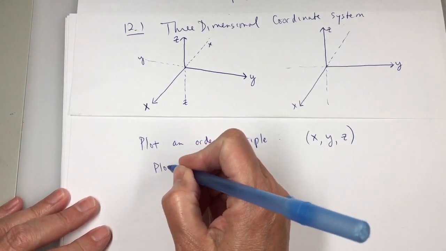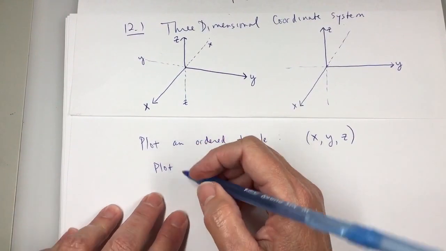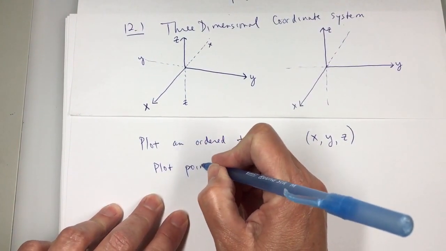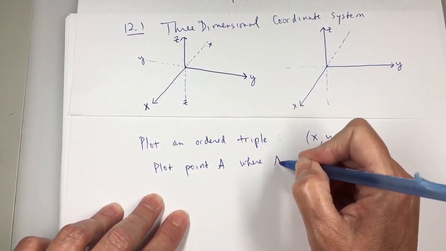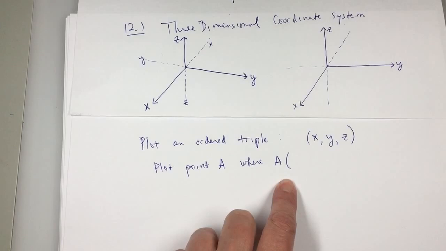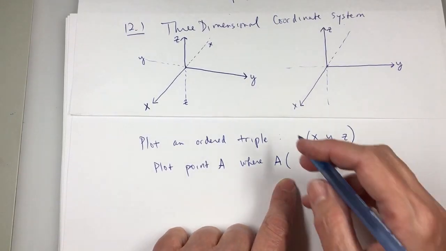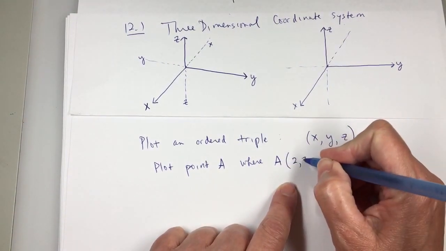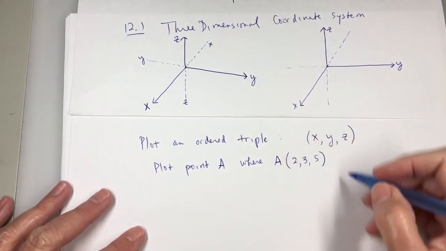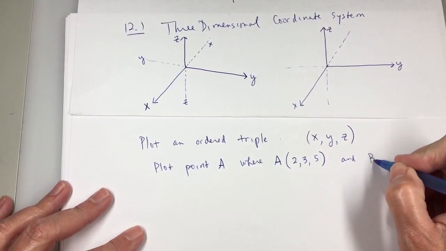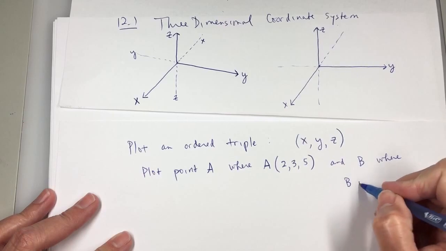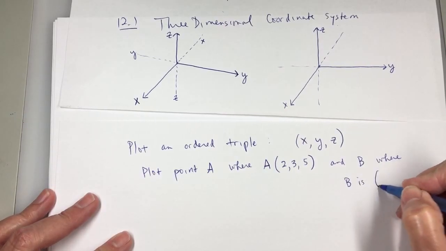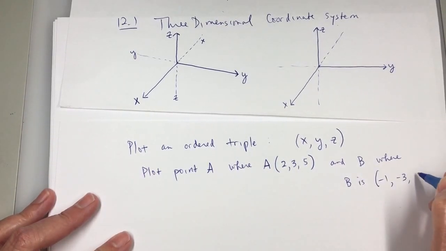Here's a couple of problems. I want to plot point A, where sometimes they write A and then just use parentheses for this point, or sometimes they might have A equals. So A is (2, 3, 5). And I want to plot B, where B is (-1, -3, 2).